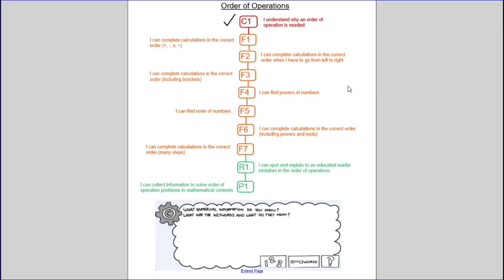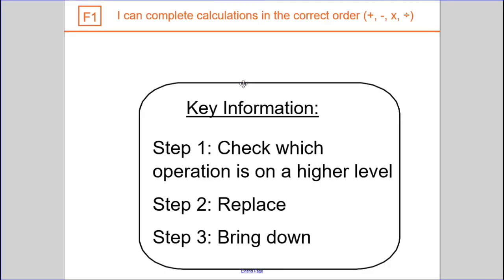In the previous video, we finished C1, and in today's video, we're going to be covering F1, F2, and F3. I can complete calculations in the correct order. So we've got a key information table here.